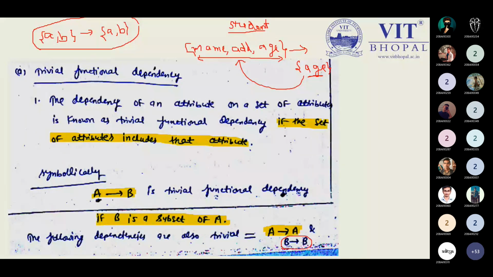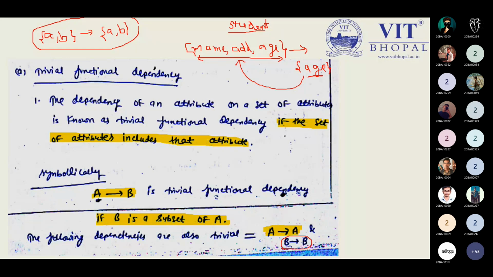From the student relation, observe that name, address, and age are three different attributes, and I am putting them in a set, so this is a group of attributes. If the age attribute depends on the set of attributes name, address, and age, that is an example of a trivial functional dependency. In symbols, A determines B is a trivial functional dependency when B is a subset of A. B could be a single attribute or a set of attributes, and A could likewise be a single attribute or a set of attributes.